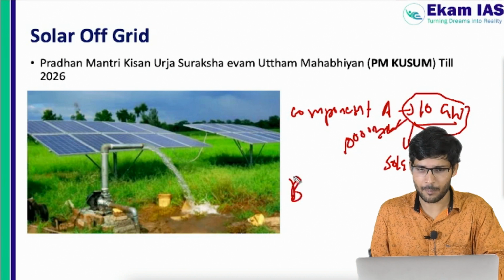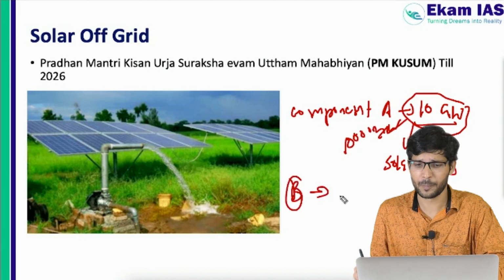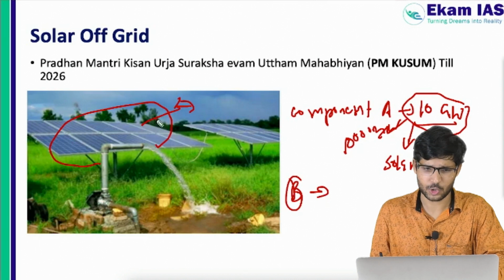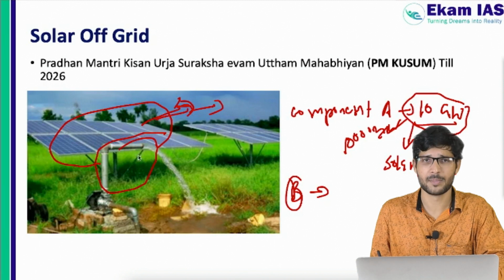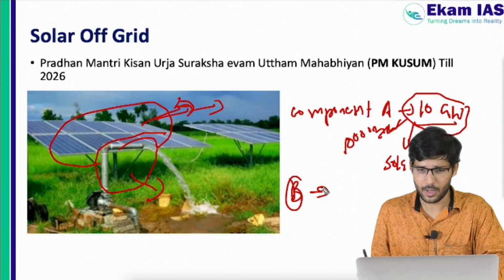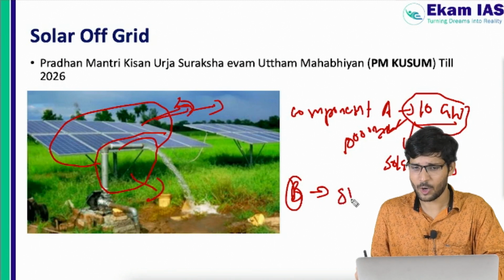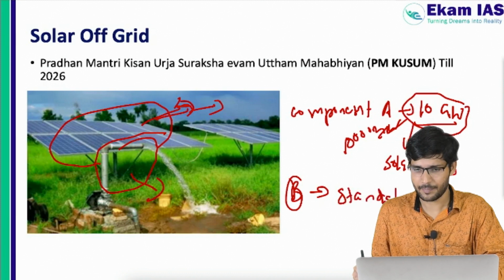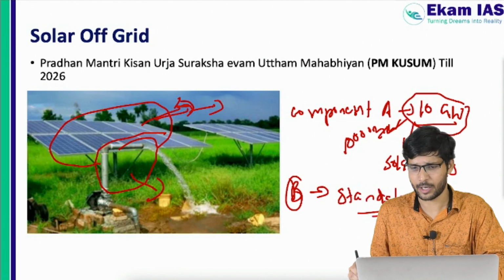And the second component, component B, is related to solar pumps. You can see here there is a panel. So setting up of this panel, that is solar power plants, is the first component. Second is related to solar pumps, that is these agricultural pumps. So production of standalone solar powered agricultural pumps, that is the second aim. Second component, that is component B.